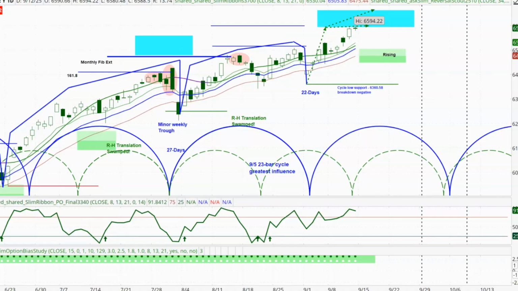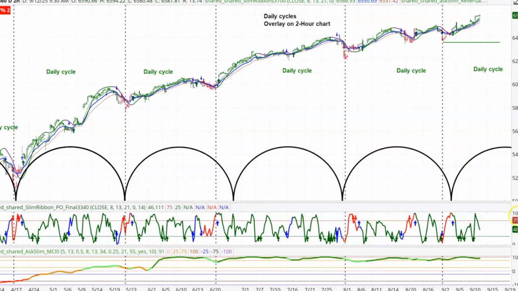So if you were a short-term trader, very short-term, we'll call it near-term or a day trader, you'd be looking at different things. And I'm going to switch over here to the 2-hour chart. What I have in here is a 2-hour chart, but I have overlaid the daily cycles in there so that you can see. Here we have the market condition indicator, which you can see has been very, very bullish for a long period of time.